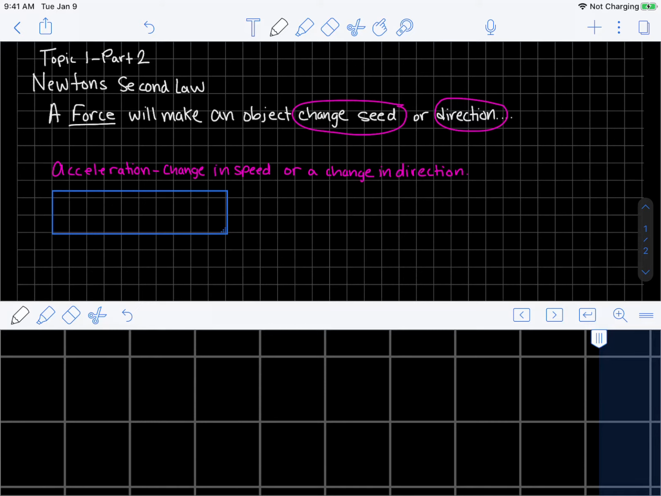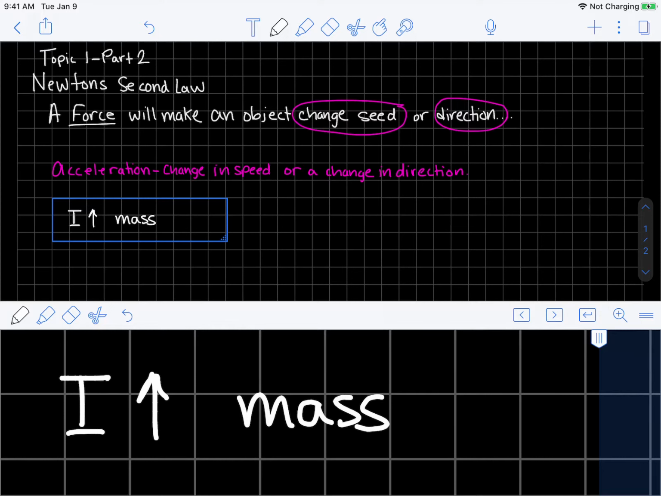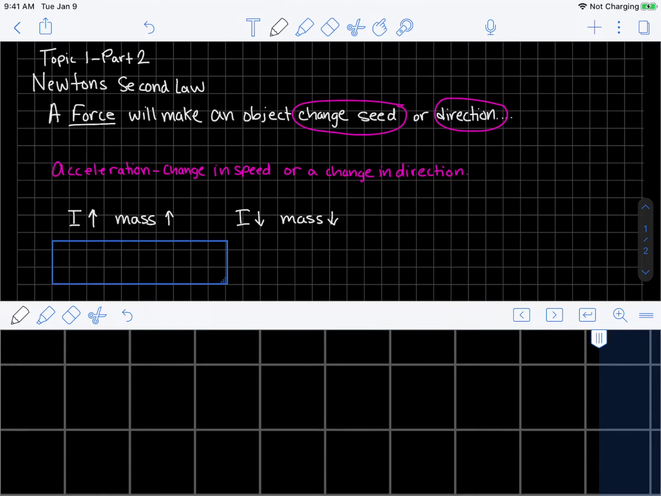Because of inertia, an object with more mass would require more force to get the same acceleration as an object with a smaller mass. So if you remember this idea of inertia from Newton's first law, the law of inertia, let's just remind ourselves about it. Inertia, remember we let I represent inertia. If inertia is increased, that means that the mass is large, okay? And if inertia was decreased, that means that the mass was small, okay?